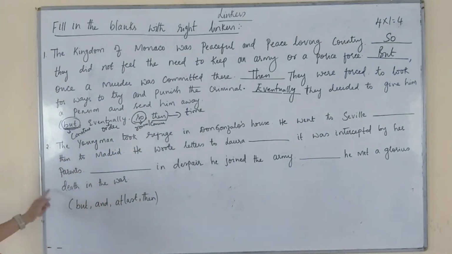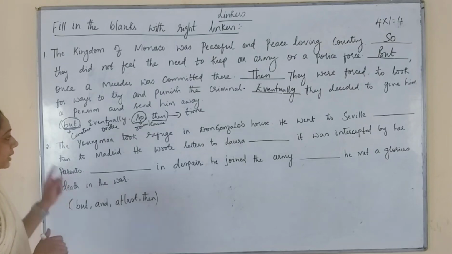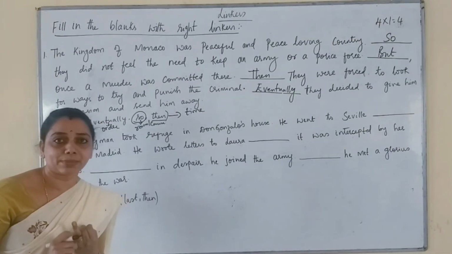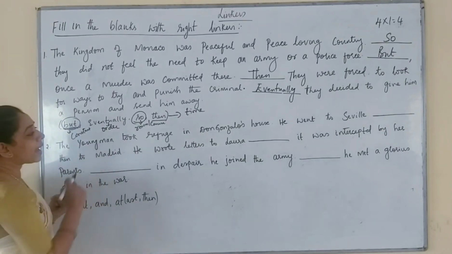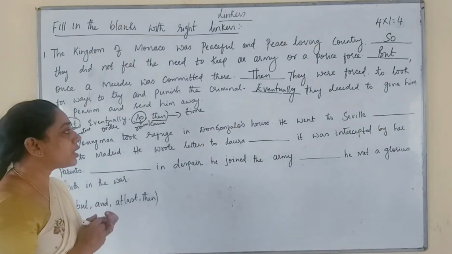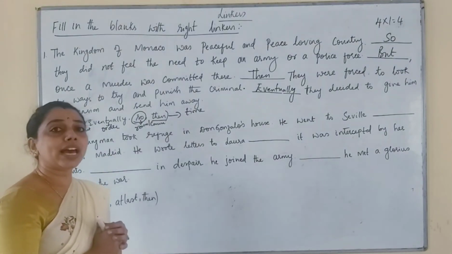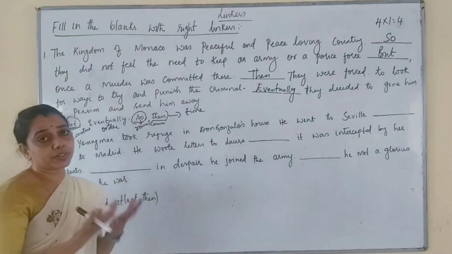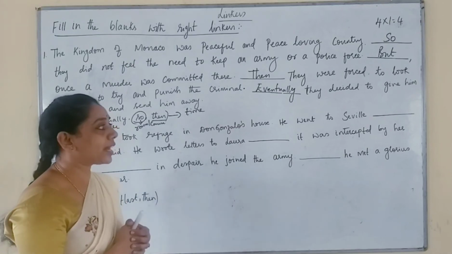Now, coming to the second example, I'll read once again. As I told you, the very first point you have to remember is reading the paragraph. The young man took refuge in Don Gonzalo's house. A young man took shelter, took refuge in Don Gonzalo's house.